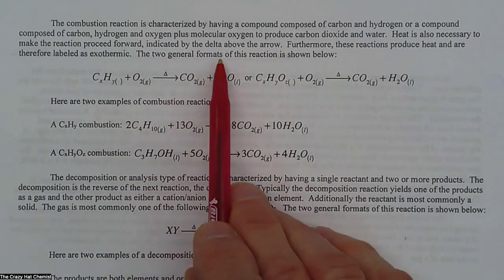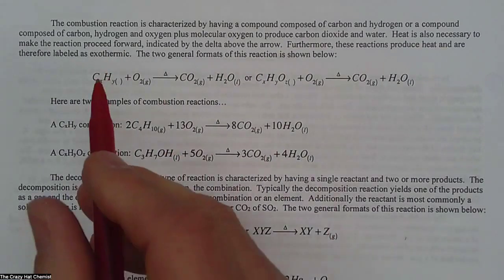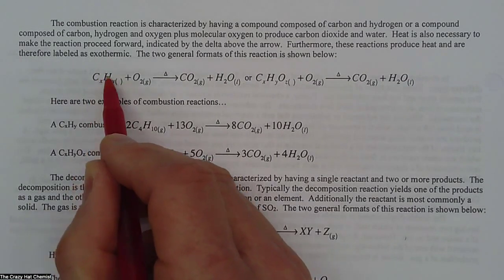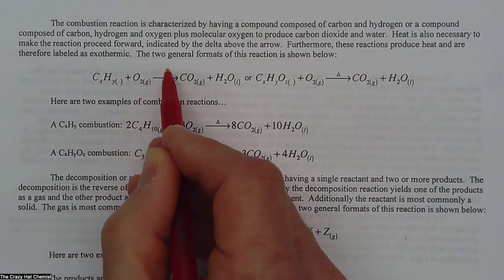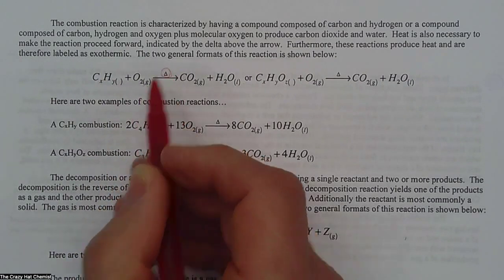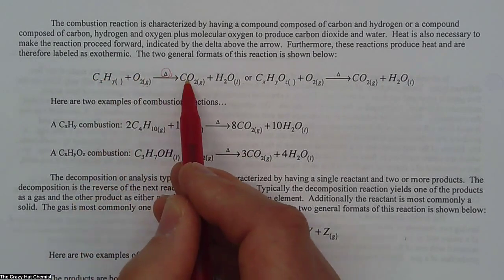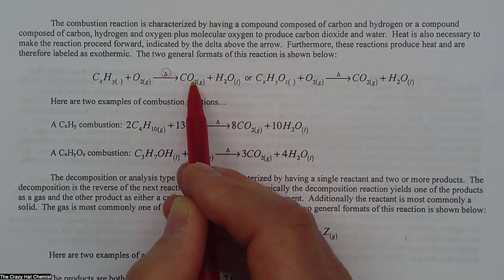The two general formats for this reaction are shown below. So let's see if we can do that. CxHy, where x and y can be any number, that's a carbon and a hydrogen plus a molecular oxygen, that's gas. There's that delta above the arrow, that's requiring heat. These are the two reactants. Carbon dioxide, which is a gas, and water, which is a liquid, are the two products.